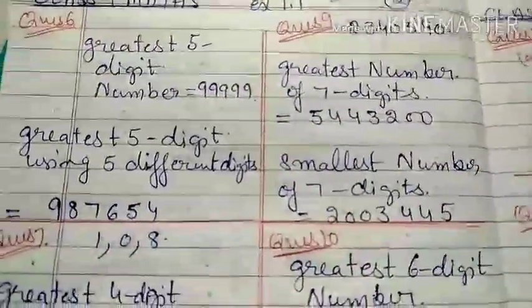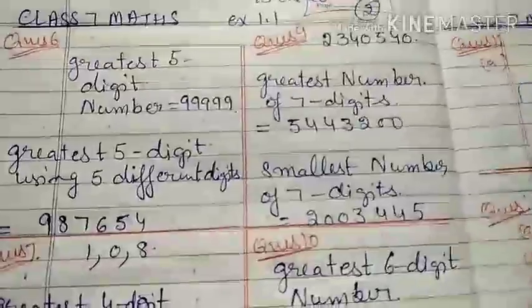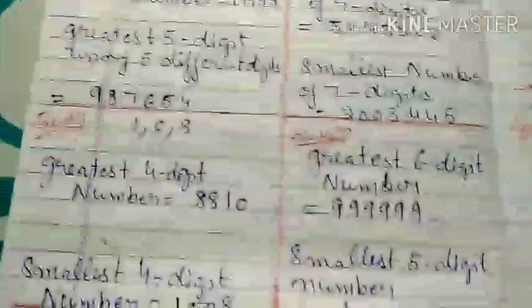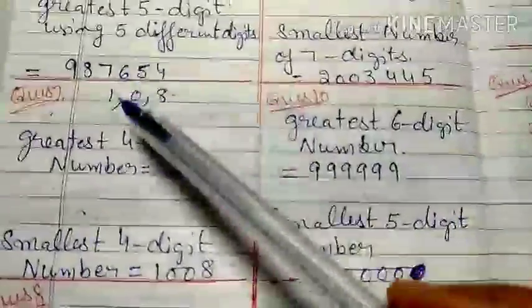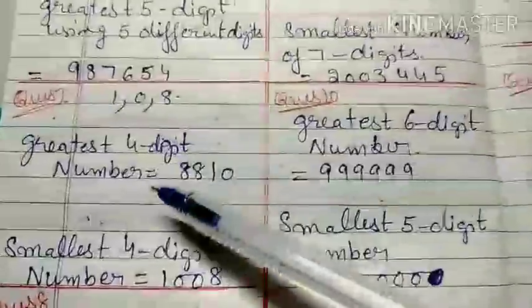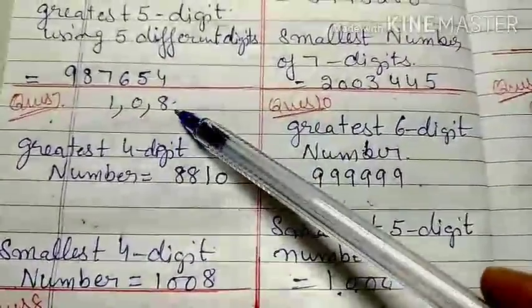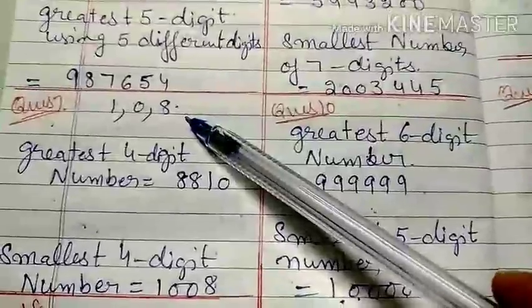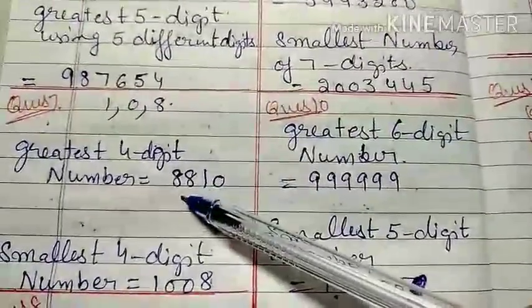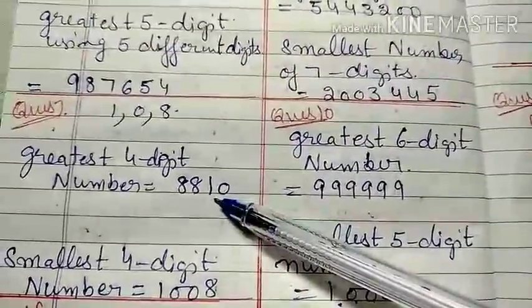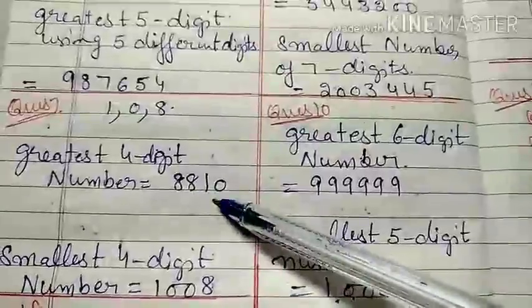That becomes a 5-digit number, my biggest 5-digit number. Now the 7th question is, if I have the digits 1, 0, 8, I have to find the greatest 4-digit number and the smallest 4-digit number. For the greatest 4-digit number, repetition is allowed. I repeat the greater number 2 times because I have to fill the places of 4 digits: 8, 8, then 1, 0.